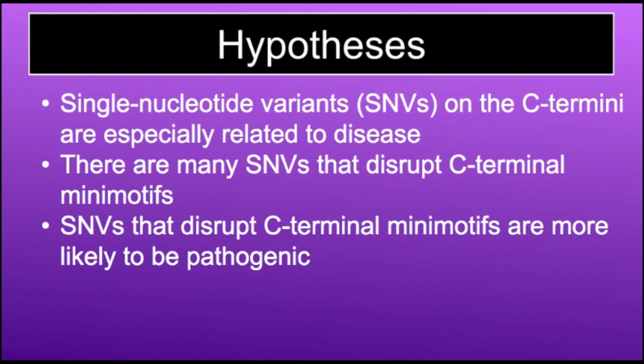Some of our main hypotheses are as follows: that single nucleotide variants on the C-termini are especially related to disease, that there are many single nucleotide variants that disrupt C-terminal mini-motifs, and that single nucleotide variants that disrupt C-terminal mini-motifs are more likely to be pathogenic. We haven't finished testing all of these hypotheses, but what we have collected is very interesting.